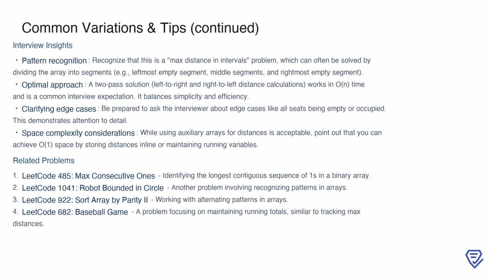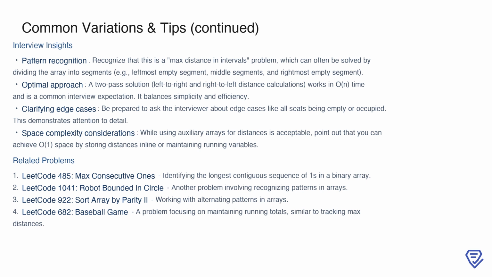It's also important to clarify edge cases during the interview. For instance, ask whether all seats being empty or occupied is a valid scenario. This shows you're detail-oriented and thorough. Space complexity is another consideration. While using auxiliary arrays for distances is acceptable, pointing out that the problem can be solved in O(1) space by maintaining running variables demonstrates a deeper understanding of optimization.